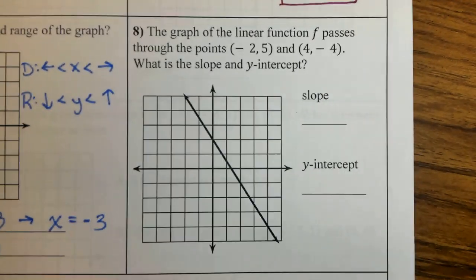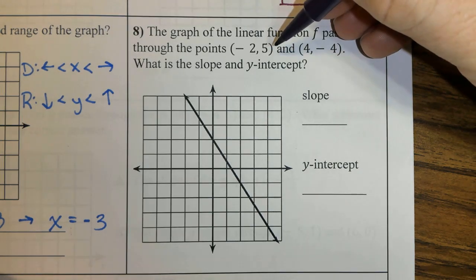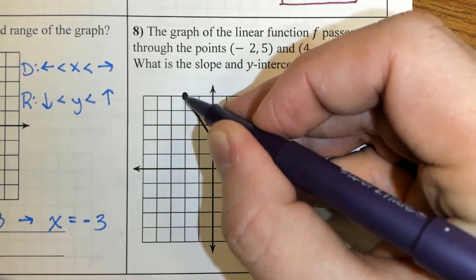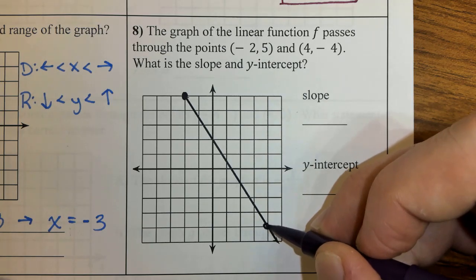All right, number 8. The graph of the linear function f passes through the points (-2, 5) and (4, -4). What is the slope and y-intercept? Well, luckily it gives us a graph. So if you want, you can use the points it gives you. So look, -2, 1, 2, 3, 4, 5, there's a point. And 1, 2, 3, 4, then 1, 2, 3, -4.